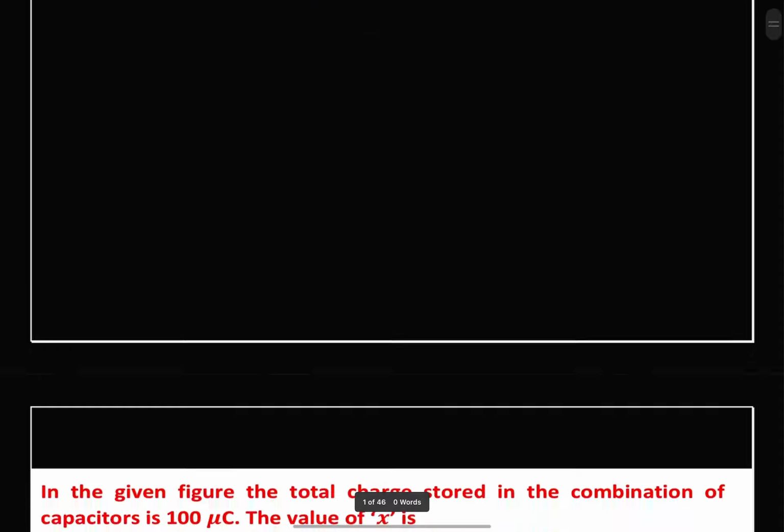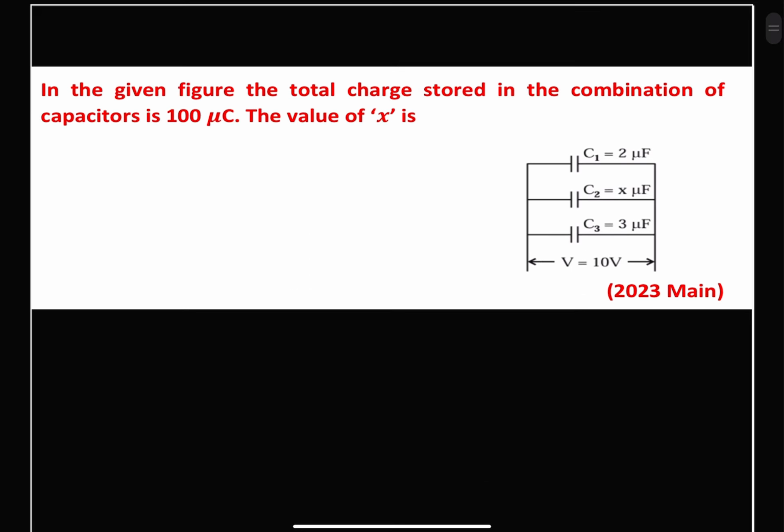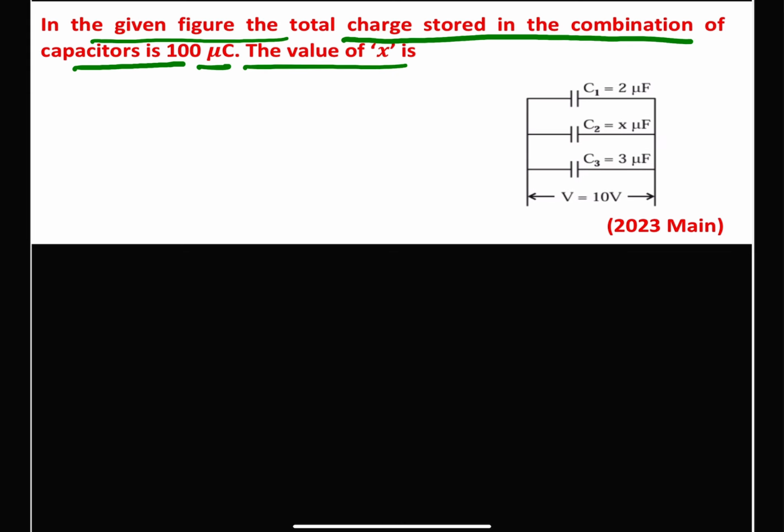First question. It states that in the given figure, the total charge stored in the combination of the capacitors is 100 microcoulomb. The value of X is. So we are given a figure in which we have 3 capacitors, and all these 3 capacitors are connected in parallel, C1, C2 and C3, and we are required to find out the value of C2, whose value is given as X.